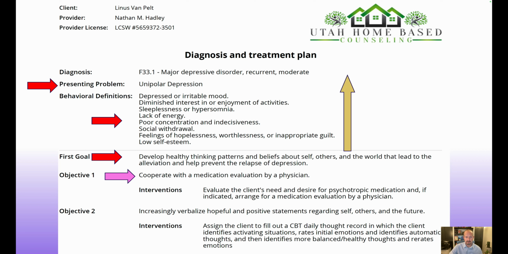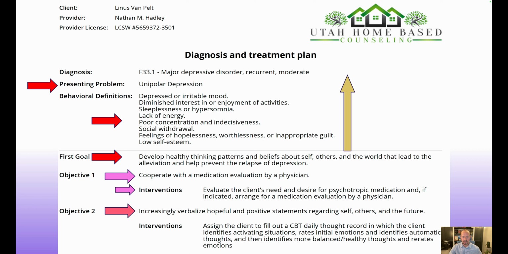The intervention that builds from the first objective is to evaluate the client's need and desire for psychotropic medication, and if indicated, arrange for a medical evaluation. So the objective is to cooperate with a medical evaluation. The intervention is that I want to make sure that I evaluate the client's need and desire, and then arrange for a visit to take place. That's the intervention.